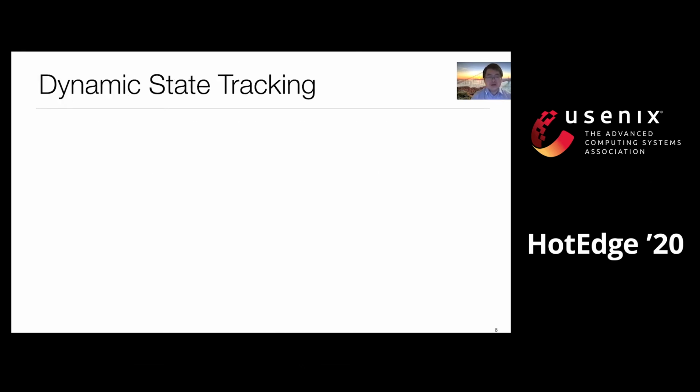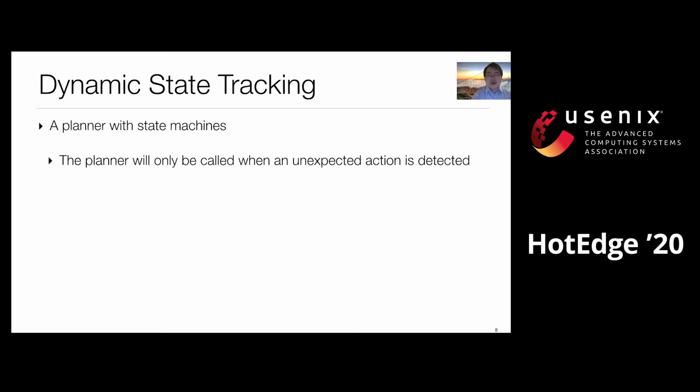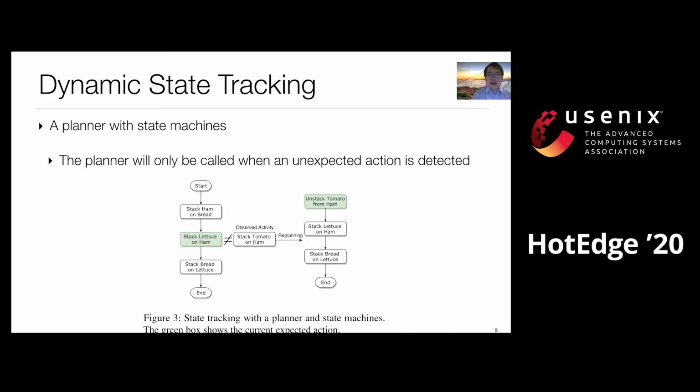As mentioned, a planner is very flexible, but it is also computationally more expensive than state machines. Therefore, it is unwise to run the planner again for each step, even if the user is following the instructions. In our work, we propose a hybrid approach, which will only trigger the planner when the user is not following the original plan.